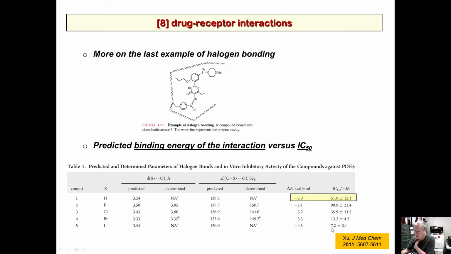Okay, so hydrogen was actually in this case kind of bad. Well, it's actually not as bad as fluorine, which was a little bit worse. And then chlorine and bromine were maybe a little better, but iodine was definitely the best of these. Okay.